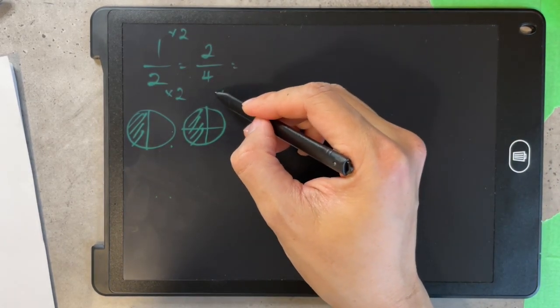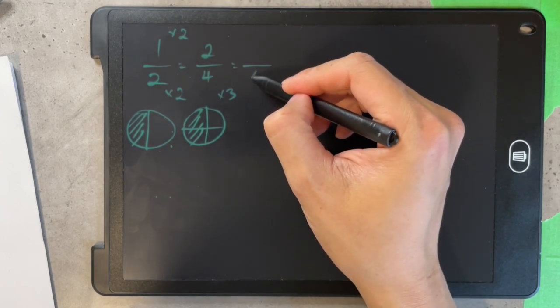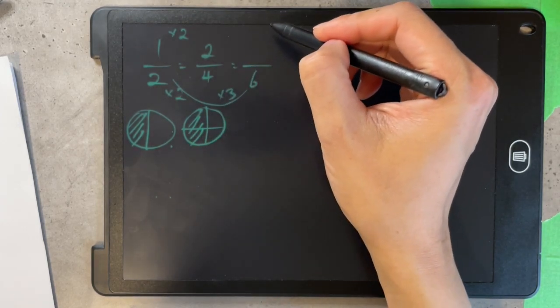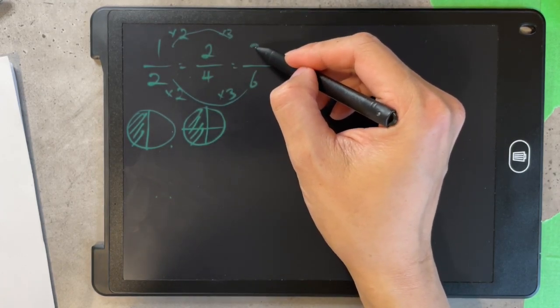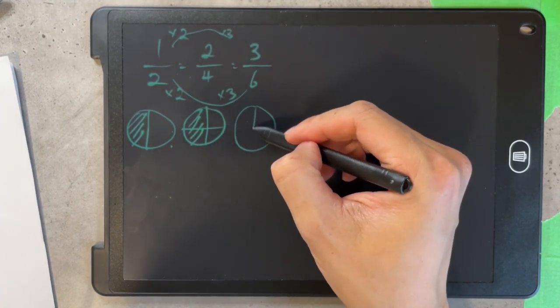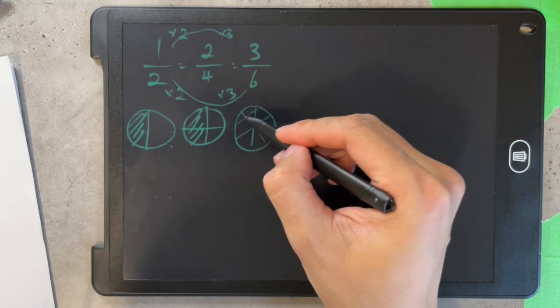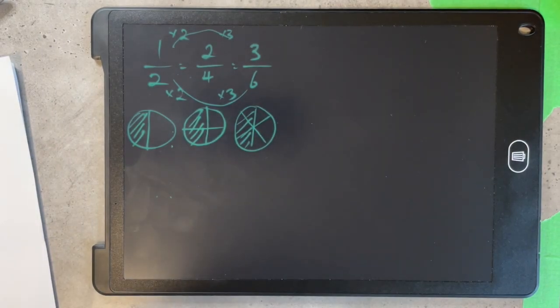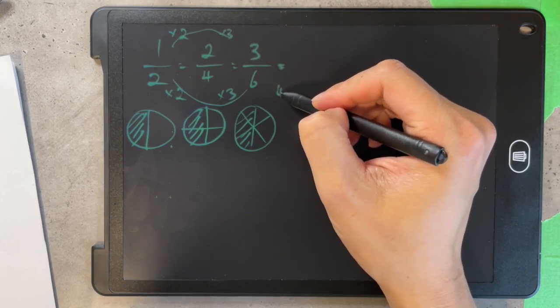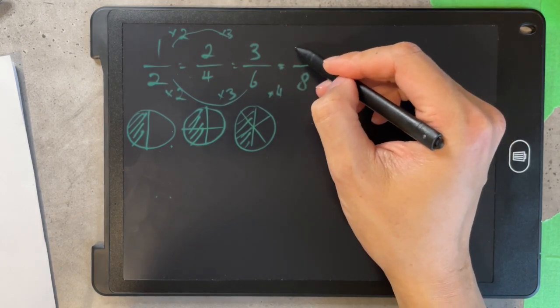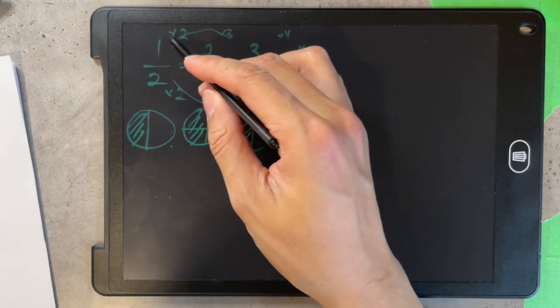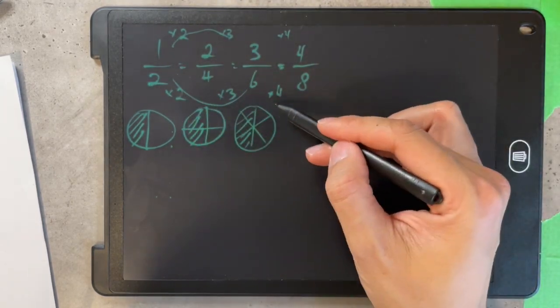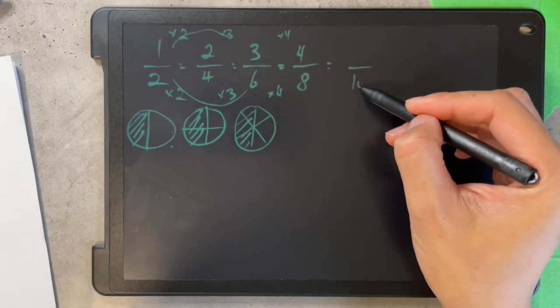So I can do the same thing by multiplying by 3. That is, 2 times 3, 1 times 3. I get 3 over 6. Not drawn to scale, obviously. Now you see it's always half, right? I can do that by multiplying by 4. I get 8 at the bottom, 4 on top. 1 multiplied by 4 is 4, 2 multiplied by 4 is 8, and I can keep doing that.